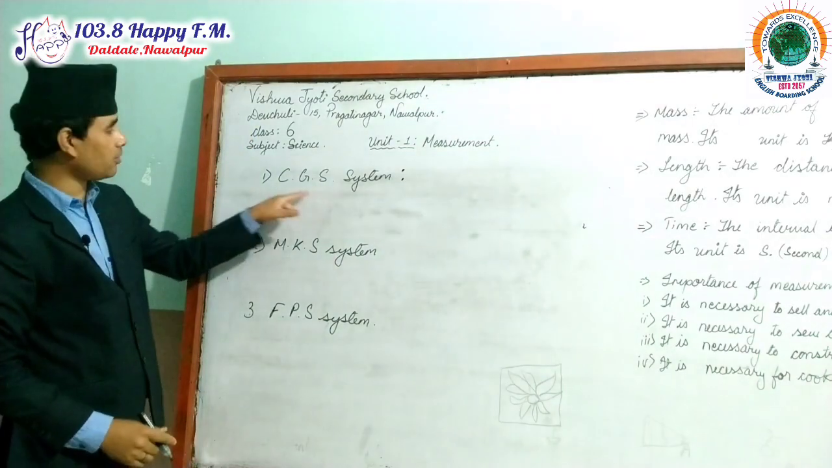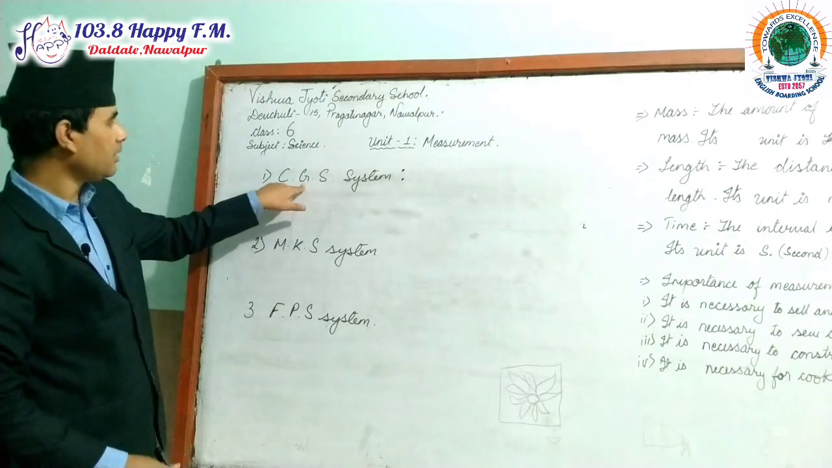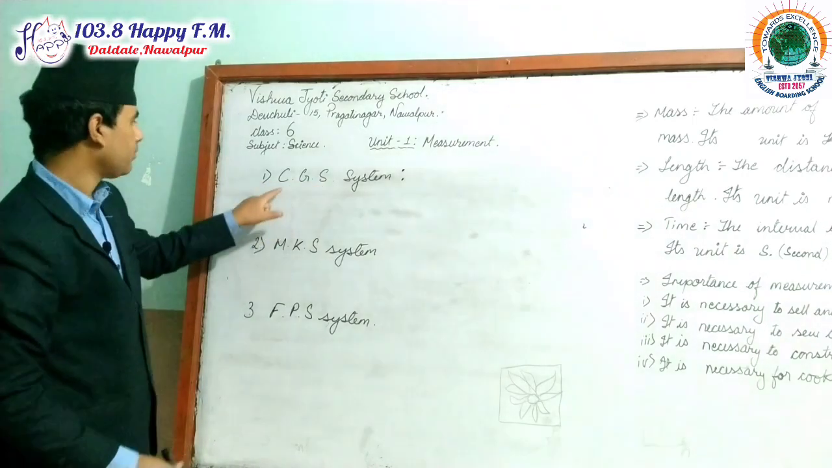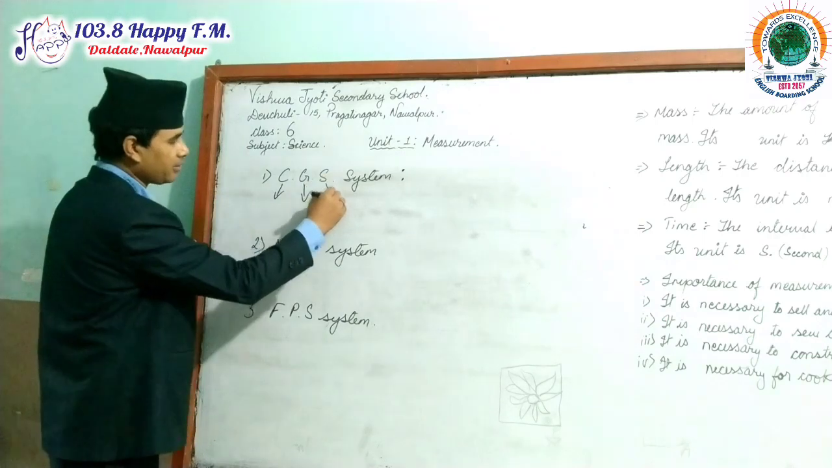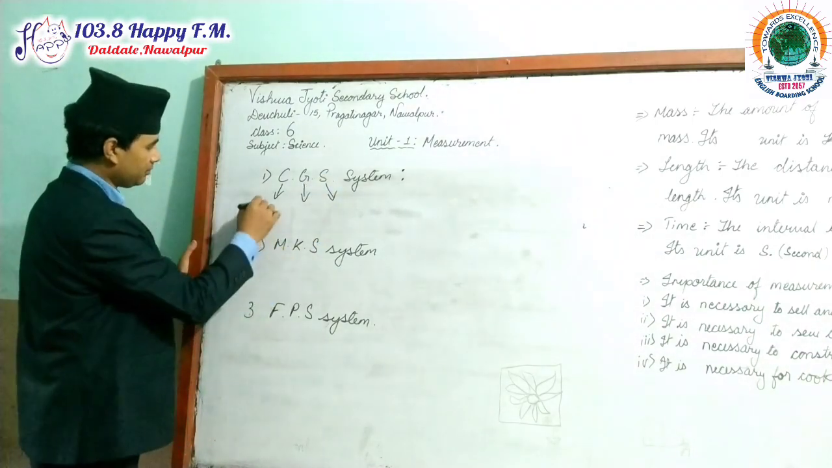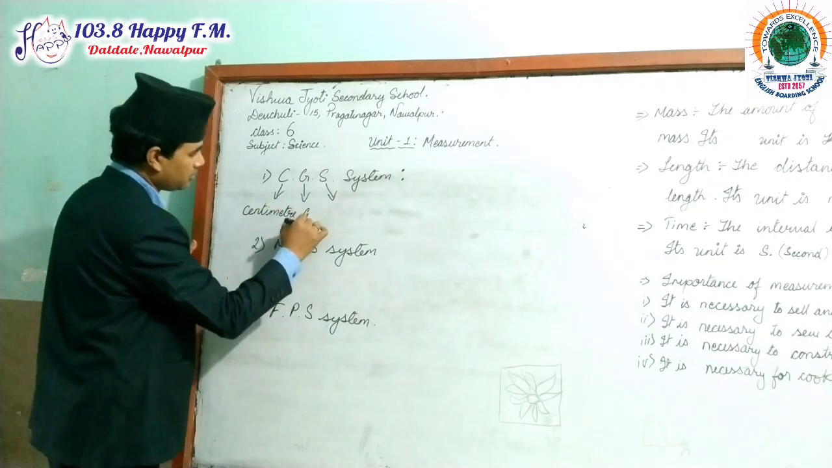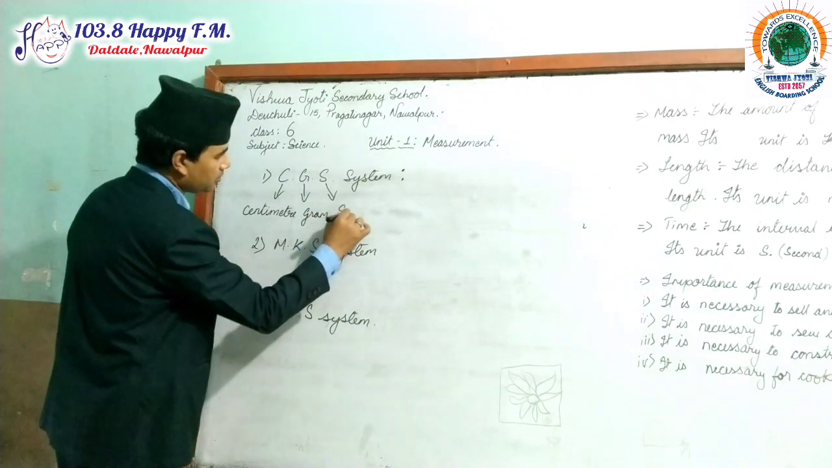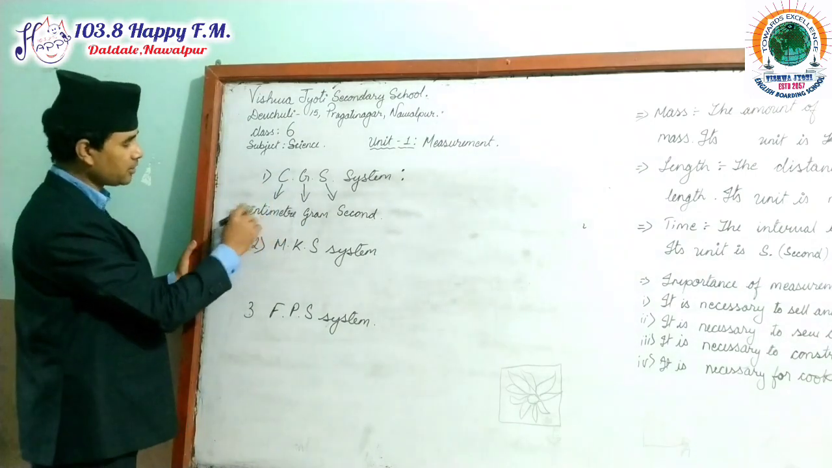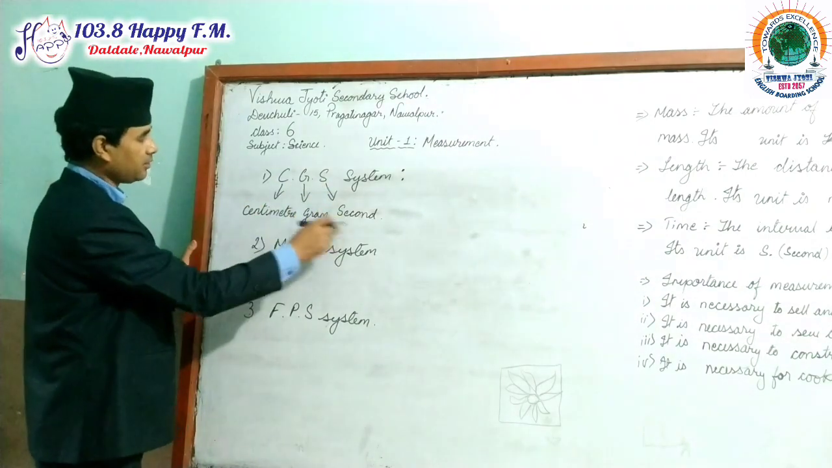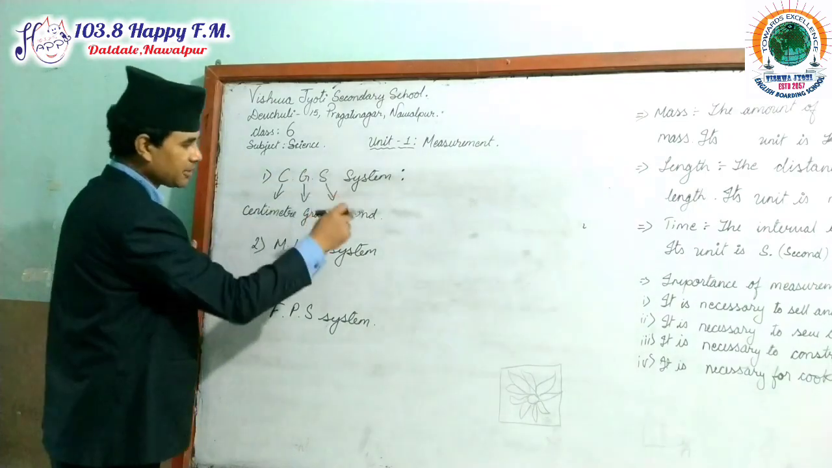Now CGS system stands for, C stands for centimeter, G stands for gram, and S stands for second. Here centimeter, gram, second. I hope this one is clear for you, my dear students. Centimeter means length. Length is measured in centimeter. Mass is measured in gram, and time is measured in second.